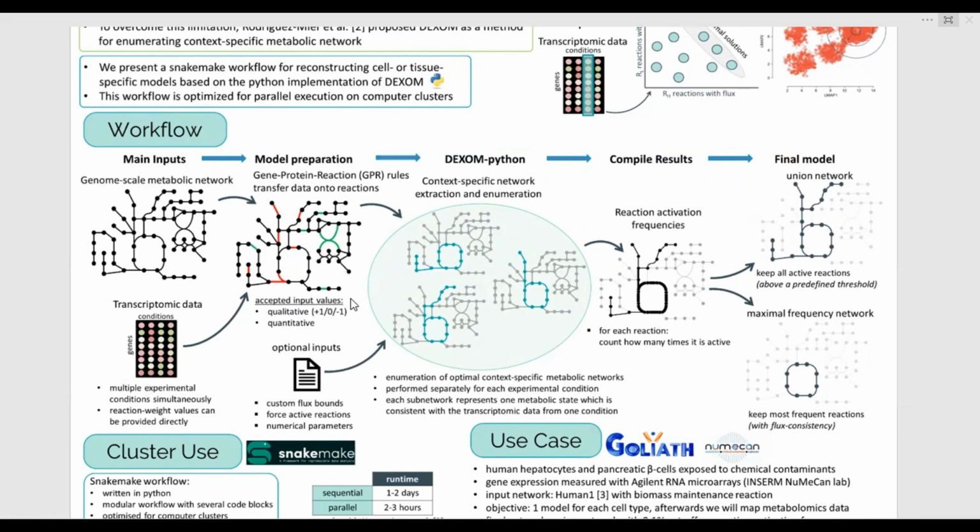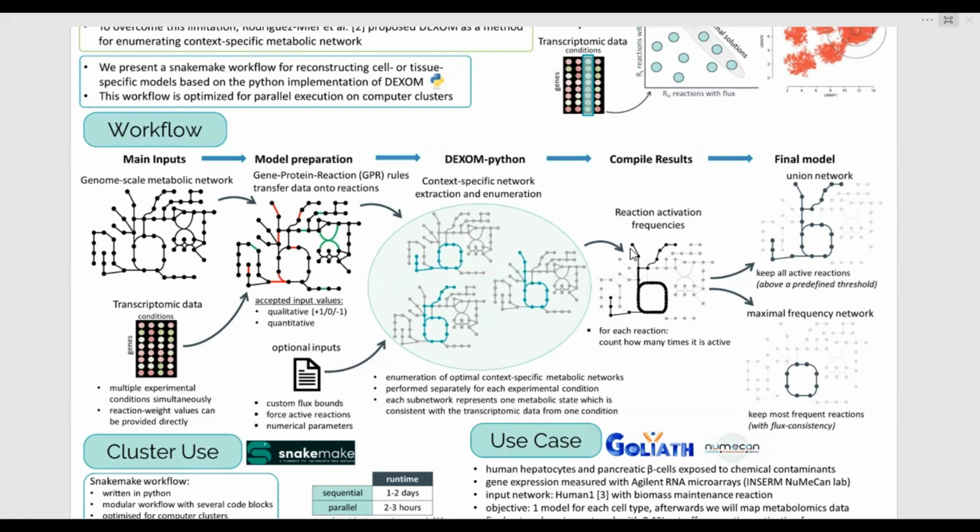You can choose between qualitative or quantitative weights depending on the data you have at your disposal, and it is also possible to provide these reaction weights directly without using the built-in GPR rules function. In addition to these main inputs, you can also provide some optional parameters such as custom flux bounds or forced flux through some reactions of interest. Then comes the main step of the algorithm, in which a predefined number of context-specific subnetworks are enumerated. In this toy example, 3 subnetworks are obtained, which all fit the transcriptomic data shown previously.